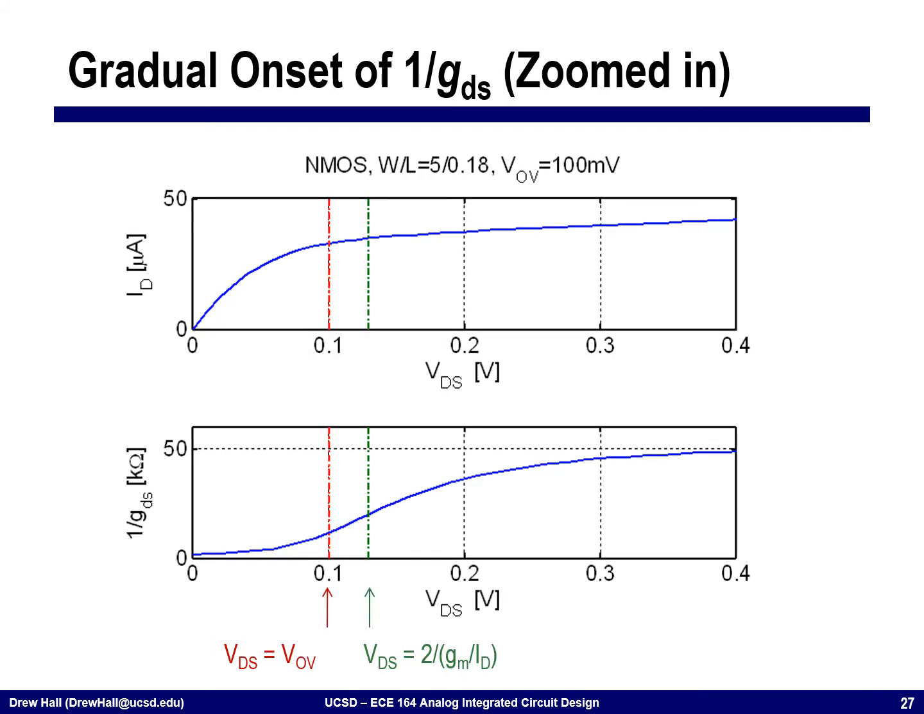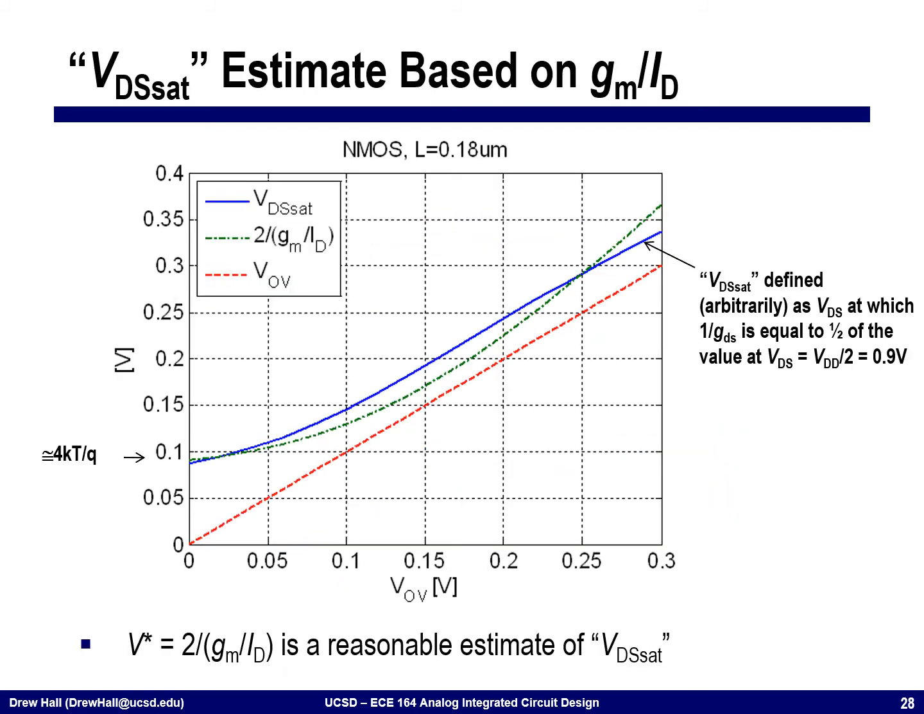If we zoom in a little bit further onto these curves, again, here's VOV that's annotated, and what we can see is that when VDS is equal to 2 divided by GM over ID, we're roughly at about half of the final value of this, okay? And it turns out that this is actually how the simulator defines this quantity that's known as VDS sat. So VDS sat is defined arbitrarily as the VDS at which 1 over GDS is equal to 1/2 of the value at VDS, which in our case is equal to VDD divided by 2, or 0.9 volts. Okay.